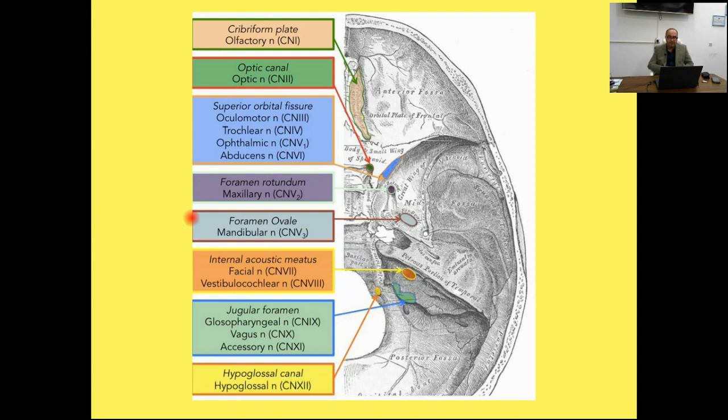We have a foramen rotundum within the middle cranial fossa. The maxillary division passes through it, and we have a foramen ovale. The mandibular division of the trigeminal nerve passes through it. And we have the internal acoustic meatus, where the facial nerve and the vestibulocochlear nerve pass in this opening. And we have the jugular foramen, which is near the foramen magnum, through which glossopharyngeal, vagus, and accessory pass. And finally, we have the hypoglossal canal, through which the hypoglossal nerve passes.